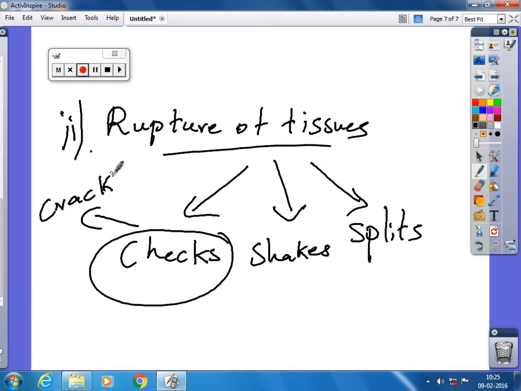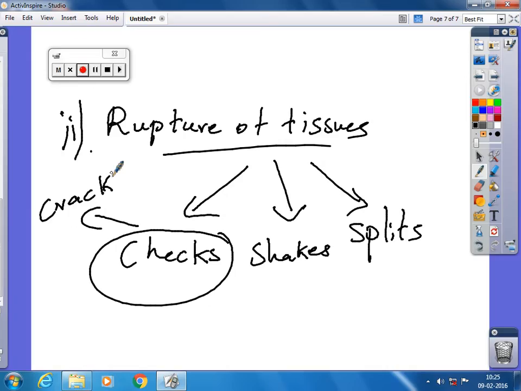Now about shake. Shake is separation along the grains of the timber. A shake is separation along the grains of the timber. Have you seen the grains of the timber on the surface? Different lines. Yes.